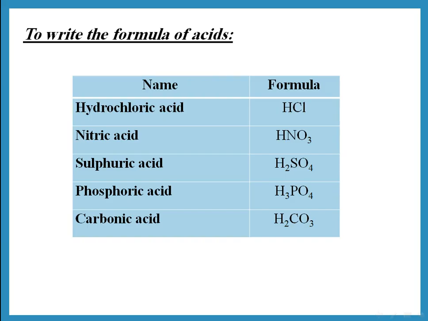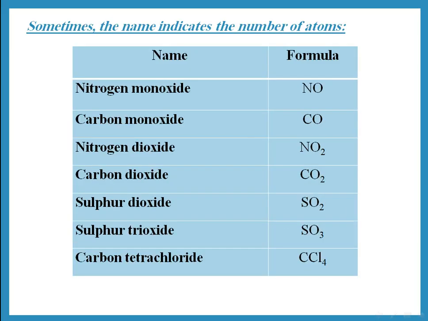Now, to write the formula of acids, remember that any acid starts with H. So hydrochloric, nitric, sulfuric, phosphoric, carbonic, whatever, they start with H. And then you should realize that hydrochloric is the acid that has chlorine. Nitric is the acid that has nitrate. Sulfuric is the acid that has sulfate. Phosphoric is the acid that has phosphate. Carbonic is the acid that has carbonate. And then you put the relative valency of each one under the hydrogen.